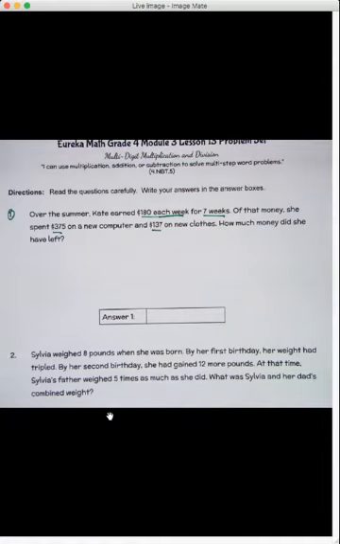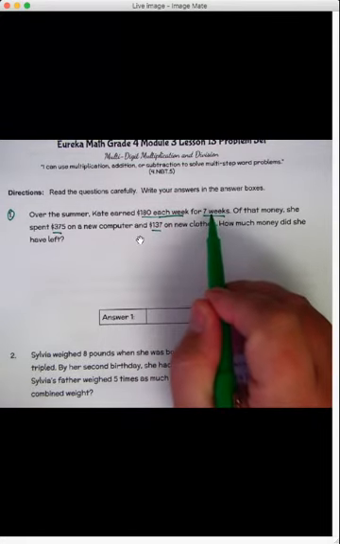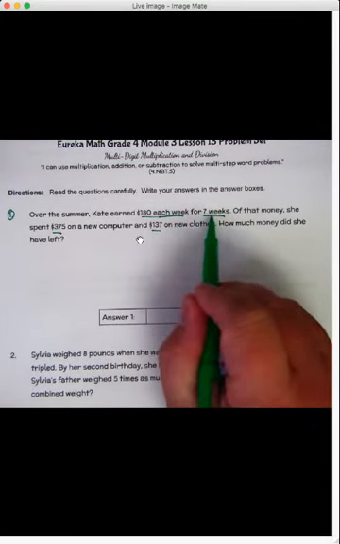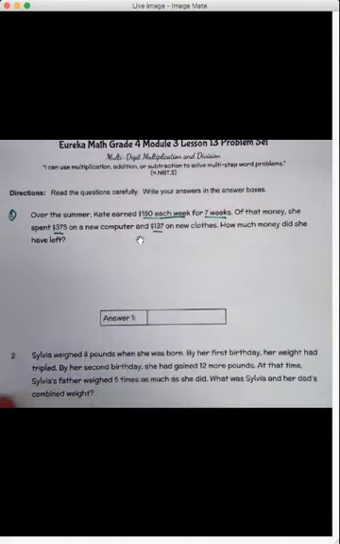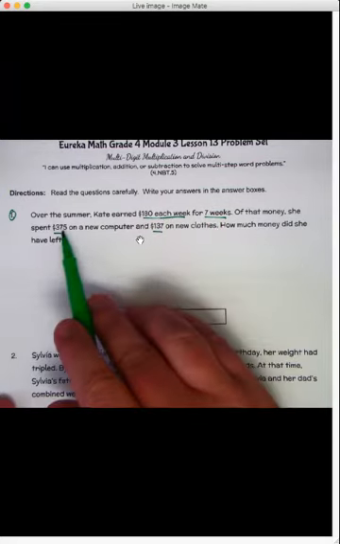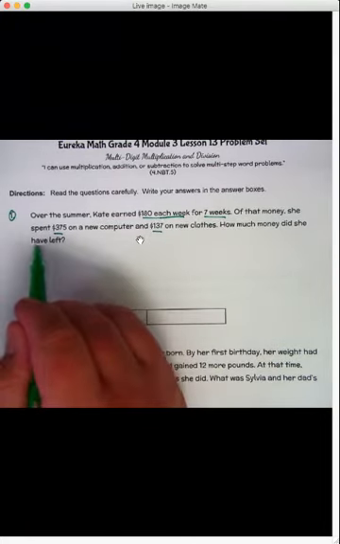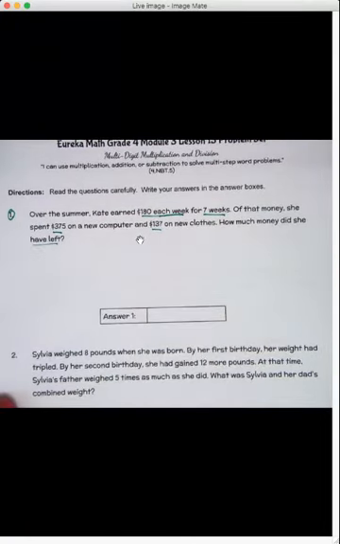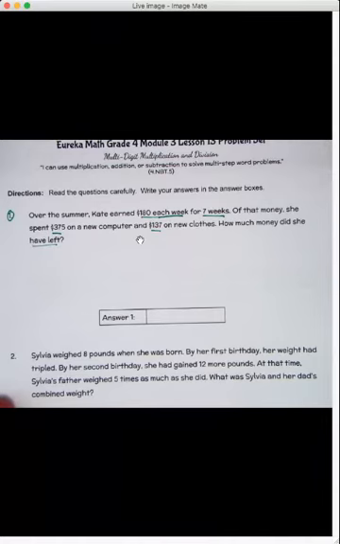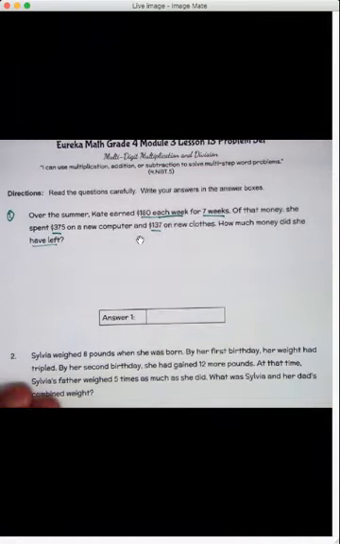So there's a couple things we've got to find here. Number one, we need to find out how much she made in all. So how much did she make in 7 weeks? So that's part number one. And then from how much she made, we're going to have to take away how much she spent and then find out how much she has left, which is what the question asks us. So the first thing we need to do, number one, let's find out how much she made altogether in those 7 weeks.